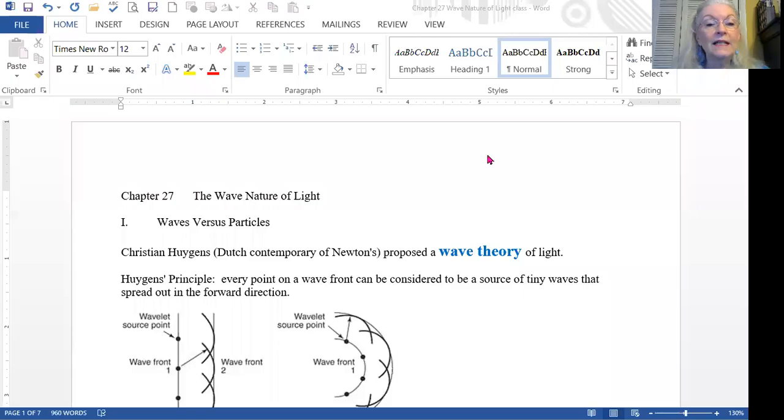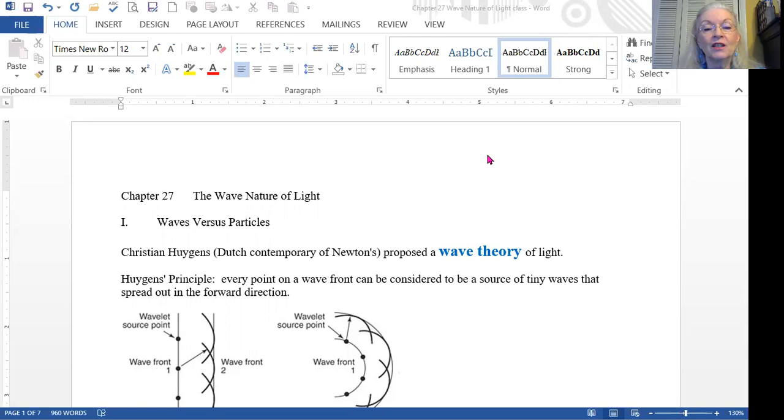Welcome to chapter 27 on the wave nature of light. So we've said in earlier videos that light has both a wave and particle nature. Prior to this, we talked about light traveling in a straight line in our geometric optics. So now we're going to look at light acting like a wave rather than a particle moving in a straight line. One of the first people to propose that light might actually have wave properties was Huygens.